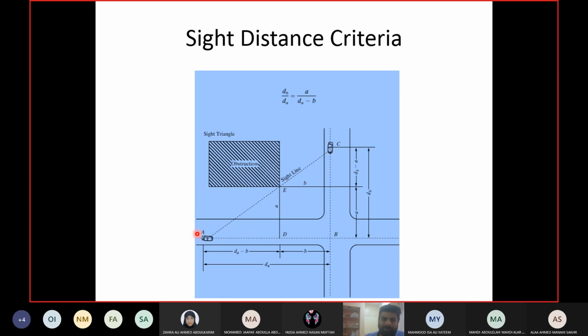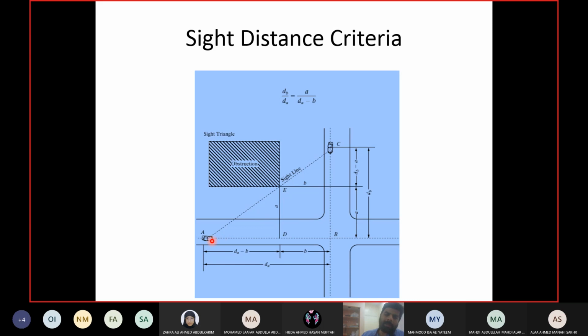Now you see the driver, first of all, this one is a major road, this one is a minor road. Major, minor. So this one has high speed and more volume, this one has low speed and low volume. Okay. So the driver on the major road is at point A, and from point A he can see the driver on the minor road, which is at point C.